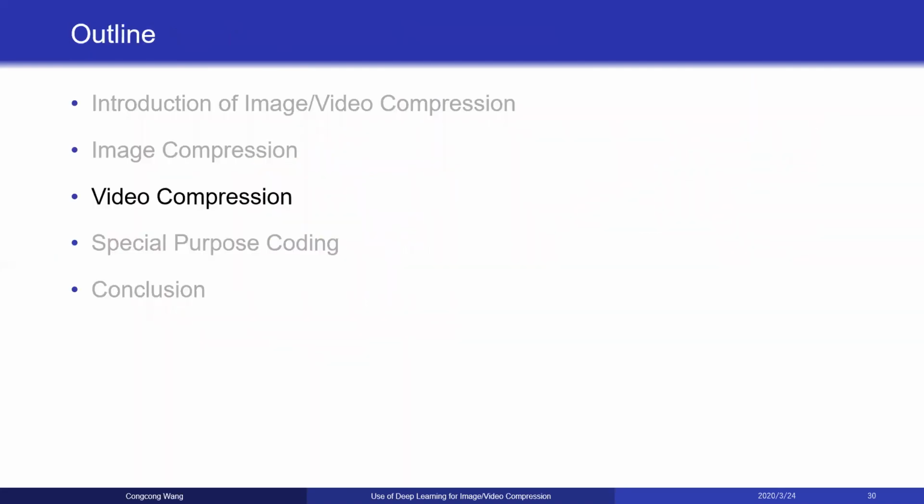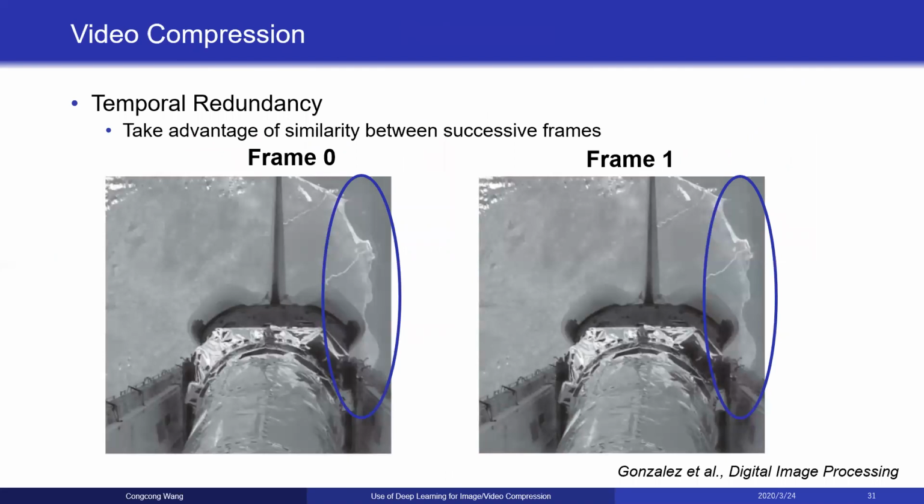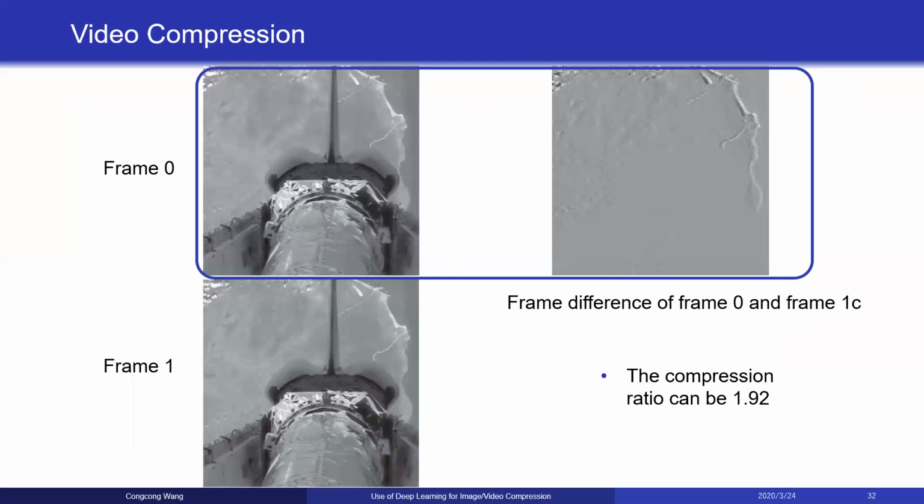So it seems there has been much progress in deep learning-based image compression. How about video compression? The main difference between image compression and video compression is that for video, there is temporal redundancy. We already showed this image before. For example, between frame 0 and frame 1, there is a lot of redundant information. So when we try to code these two frames, we don't need to code both of them, as the majority of the information is the same.